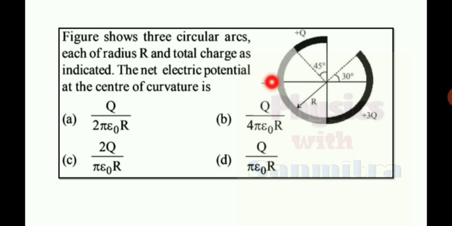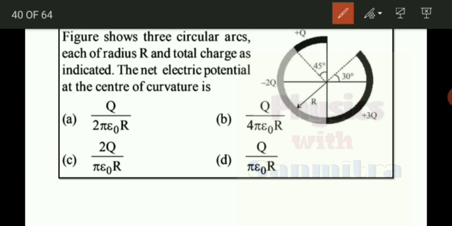See, this figure shows three circular arcs, each of radius r and total charge as indicated. The net electric potential at the center of curvature is? This part has a net charge of minus 2q. This part has a net charge of plus q, and this part has a net charge of plus 3q. All the parts have the same radius, so I can write it like this. This is very simple now.